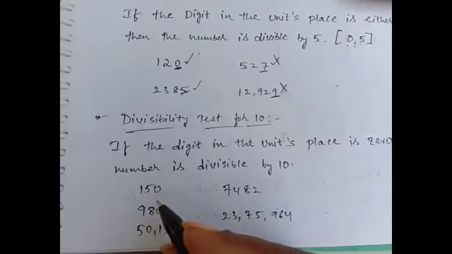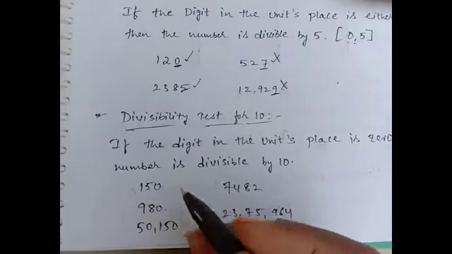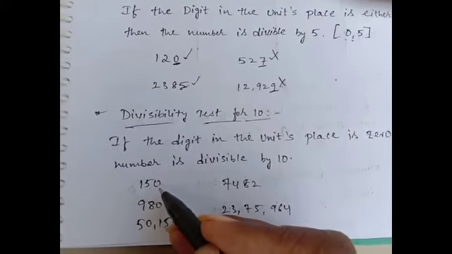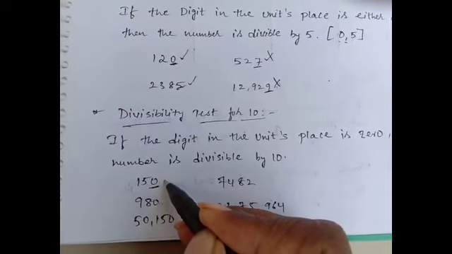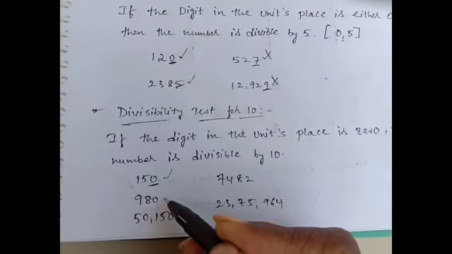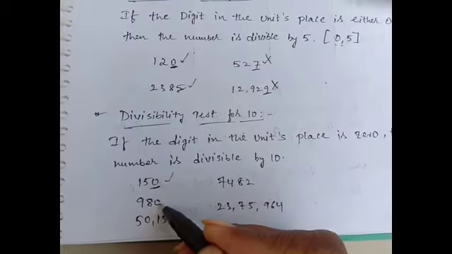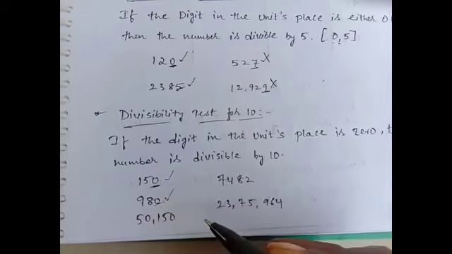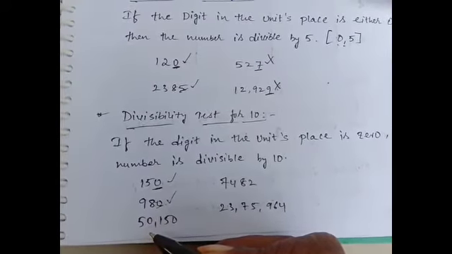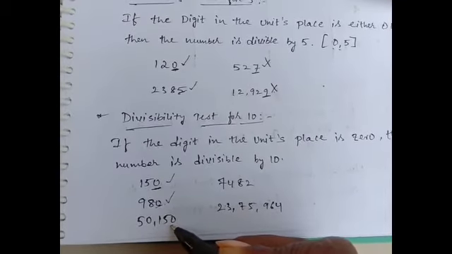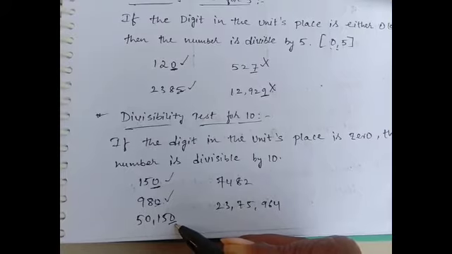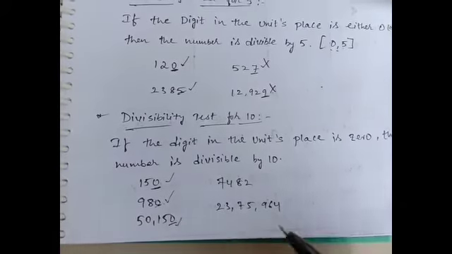Now let us see some examples. Here we've taken some numbers randomly. In 150, the units place is 0, hence you can say the number is divisible by 10. Here 980, here also the units place is 0, you can say the number is divisible by 10. And I have taken a big number, 50,150. Here also the units place is 0, and you can say the number is divisible by 10.